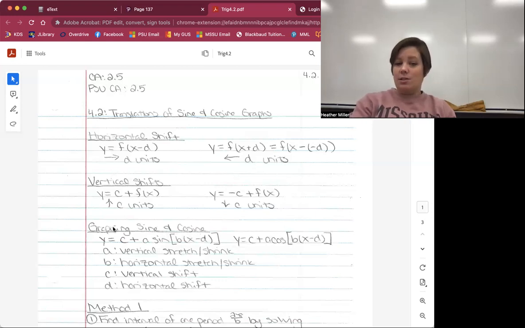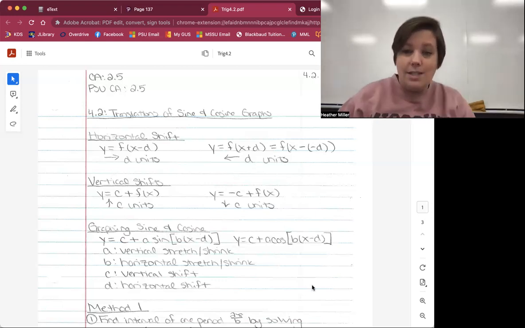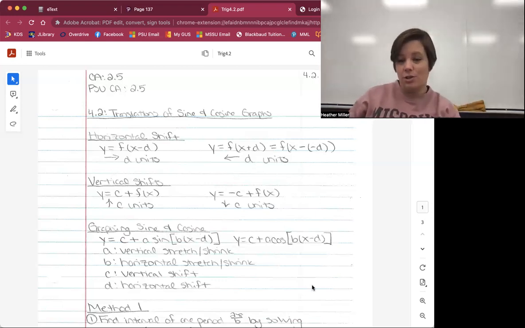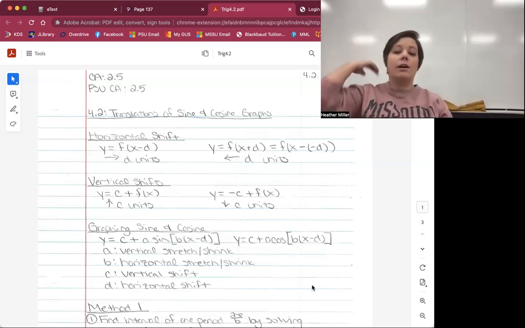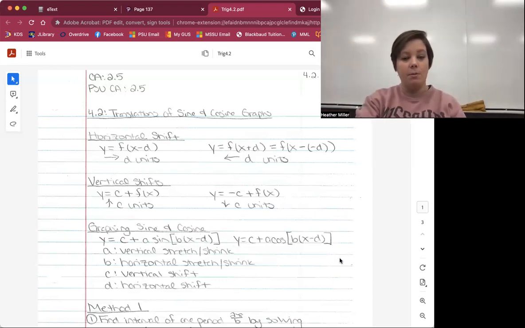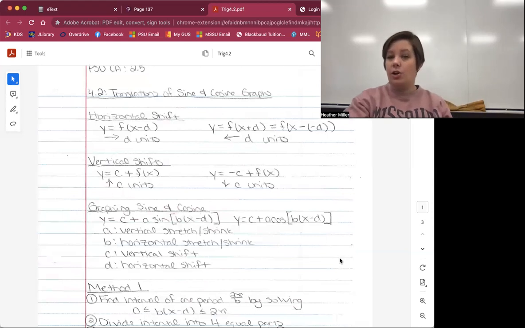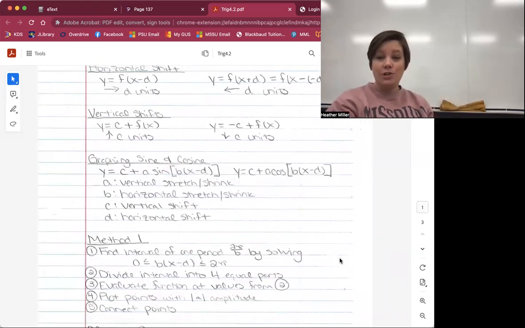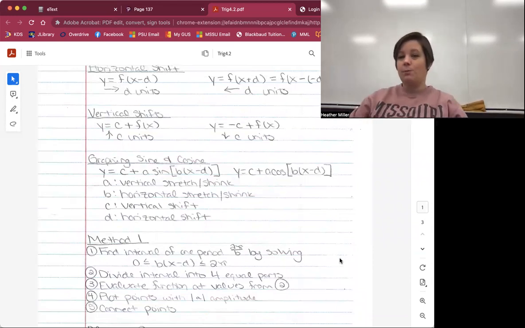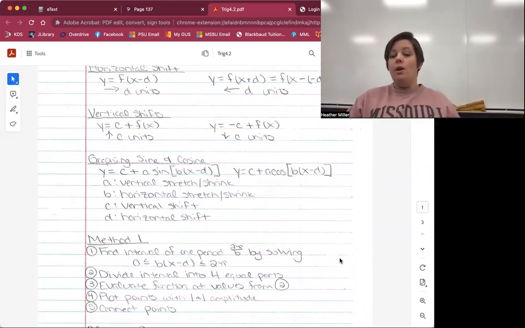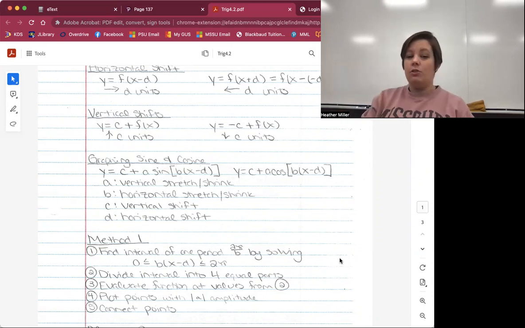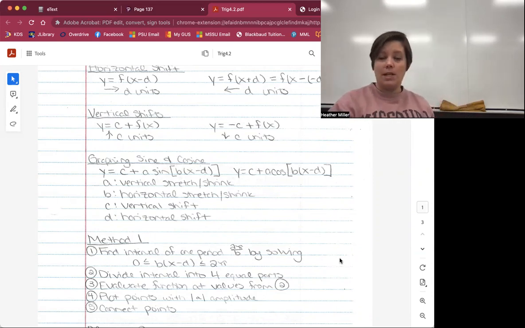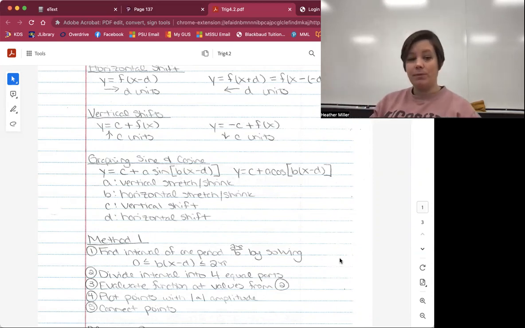So I think this little table is very helpful in identifying at least what translations are going to occur within our graph. Now, as we start graphing these, there's two different methods that we can use. The first method is pretty much what we used in 4.1, where you find the interval over one period, and you do that by taking 2 pi divided by b.